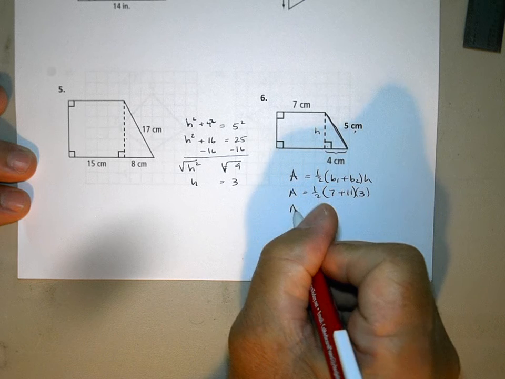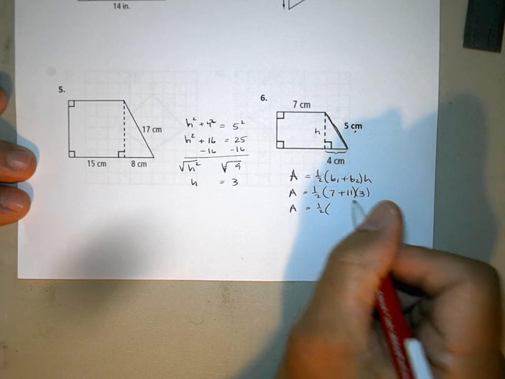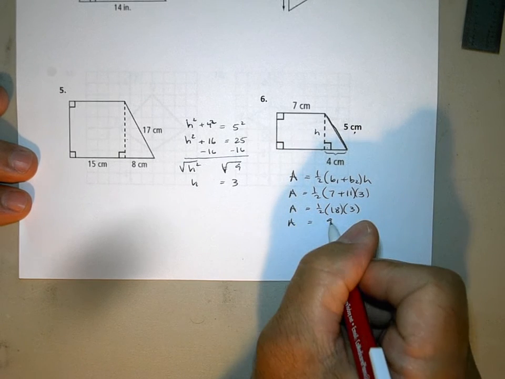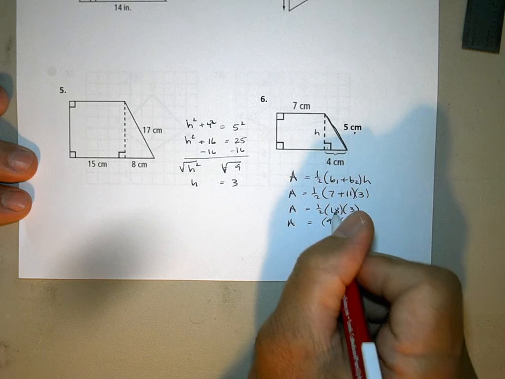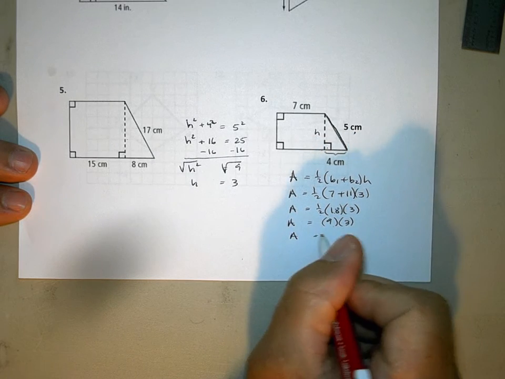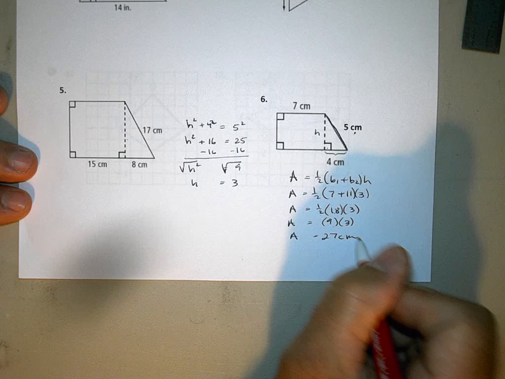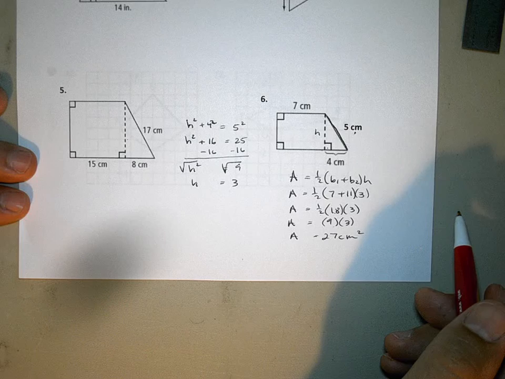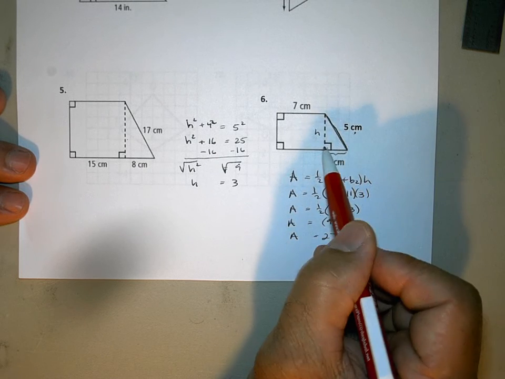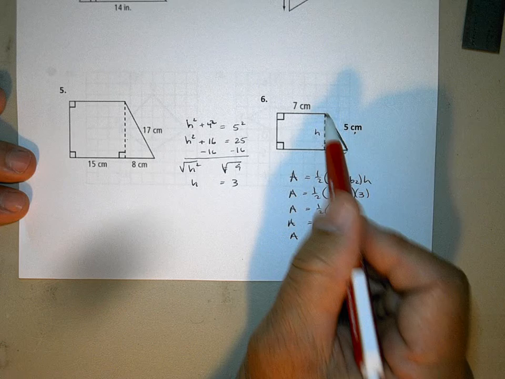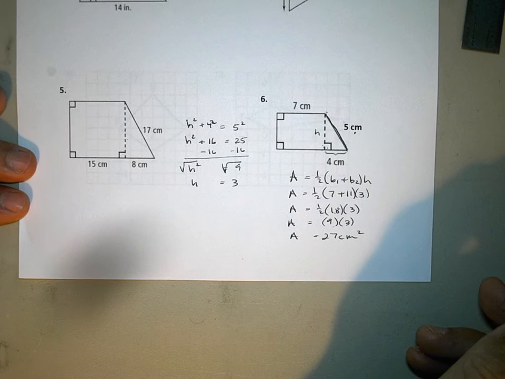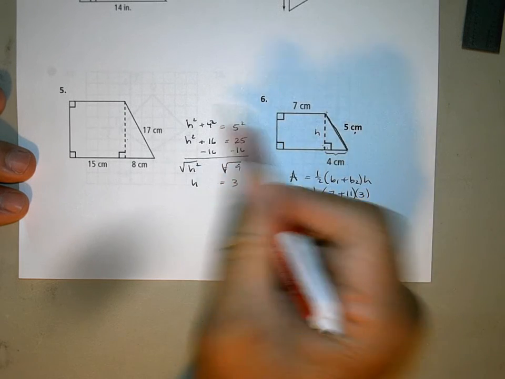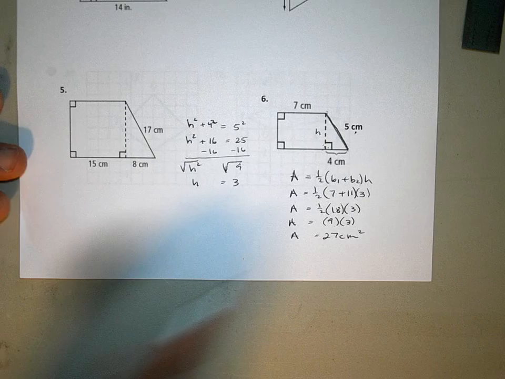So area equals 1/2 18 times 3. Area equals 9 times 3. 1/2 of 18 is 9. So the area equals 27 centimeters squared. Okay? Now some of you might remember, this doesn't look like it, but a 3, 4, 5 right triangle. It's one of the Pythagorean triples we've talked about. If you recognize that, you don't have to do this. So a 3, 4, 5 right triangle is something to remember.